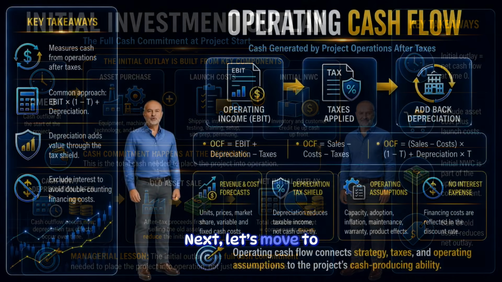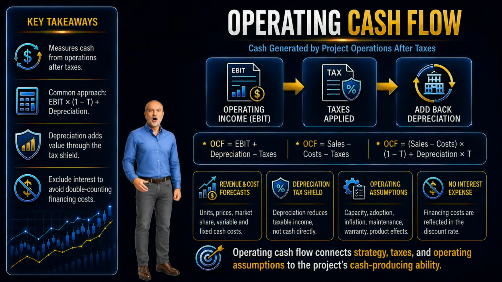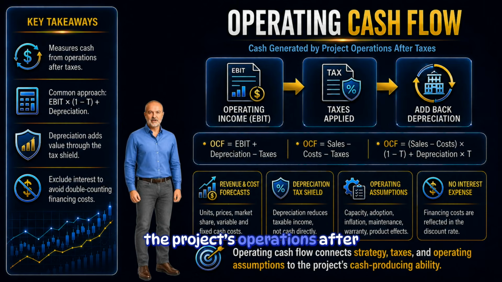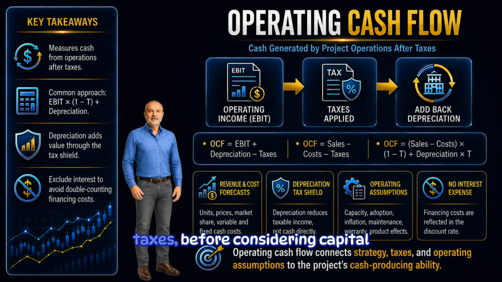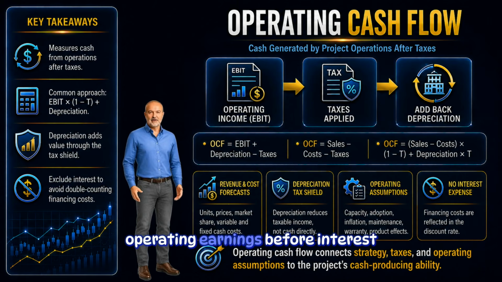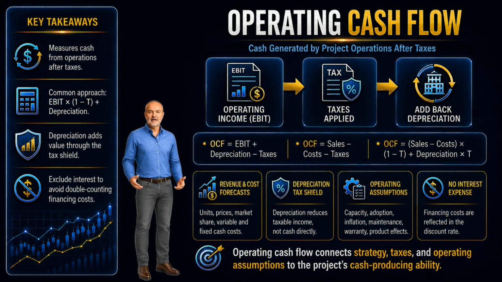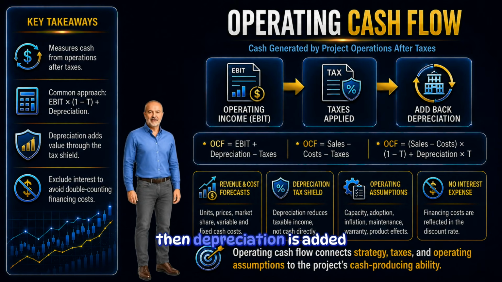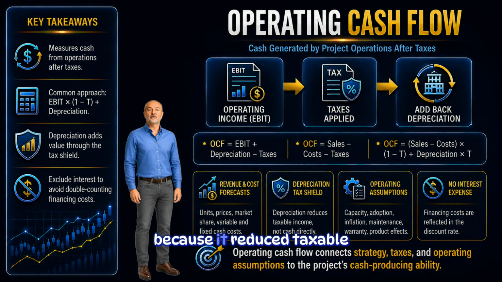Next, let's move to operating cash flow. Operating cash flow measures the cash generated by the project's operations after taxes, before considering capital expenditures and changes in working capital. One approach begins with operating earnings before interest and taxes. Taxes are applied to that operating income, and then depreciation is added back. Depreciation is added back because it reduced taxable income, but it was not a cash payment during the operating period.